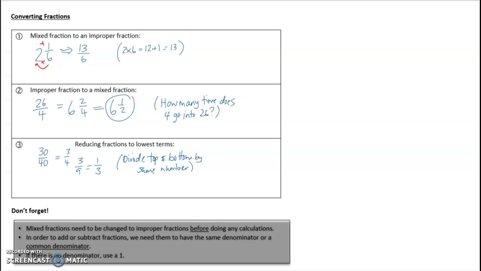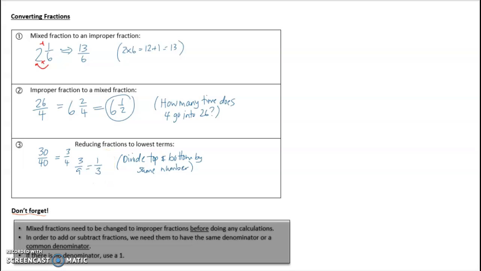Okay. And then last one, reducing fraction to the lowest term. So if we had an example like 30 over 40, well, look over here. Divide the top and bottom number by the same number, okay? So here we have 30 and 40. Well, if we divide them both by 10, we can get it smaller. So 30 divided by 10 gives us 3. 40 divided by 10 gives us 4, okay? Another example here. 3/9, so 3 over 9. If we divide the top number by 3, 3 divided by 3 is 1, and then 9 divided by 3 is 3. So 3 over 9, its lowest term would be 1/3.